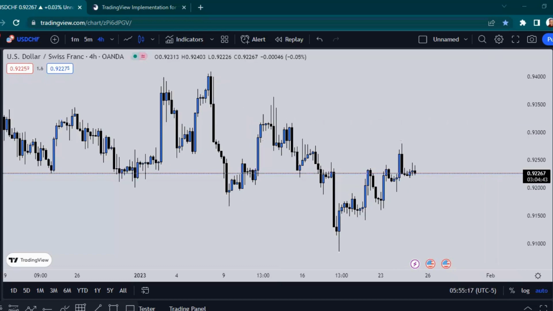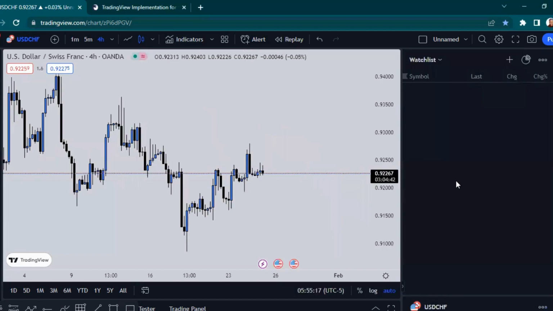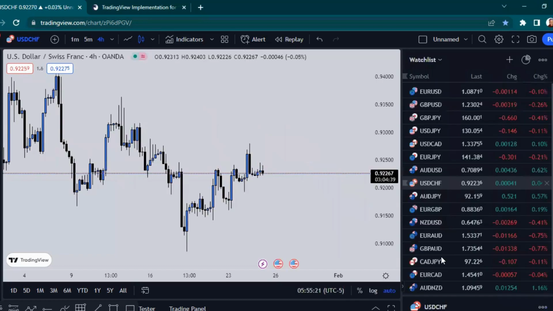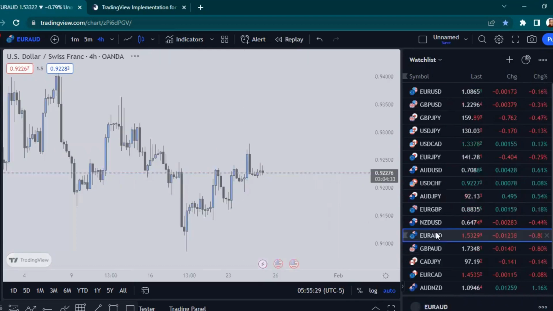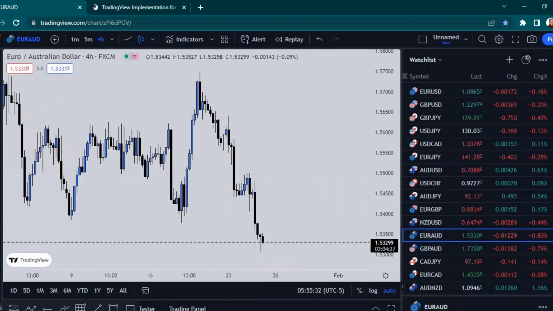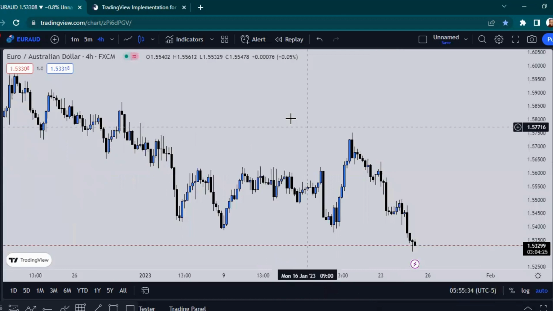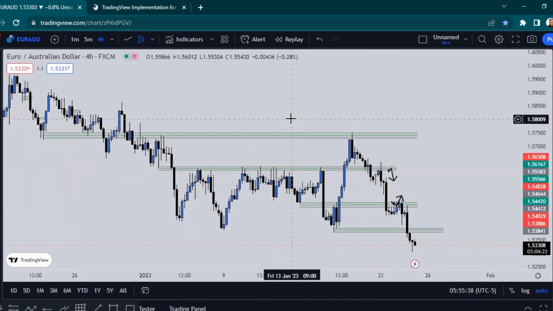Let us pick any random pair to start off with. Let's take Euro AUD. I'm just choosing at random here. So let us do analysis. So here, guys, the drill is first you open your charts, whatever currency pair you want to trade.